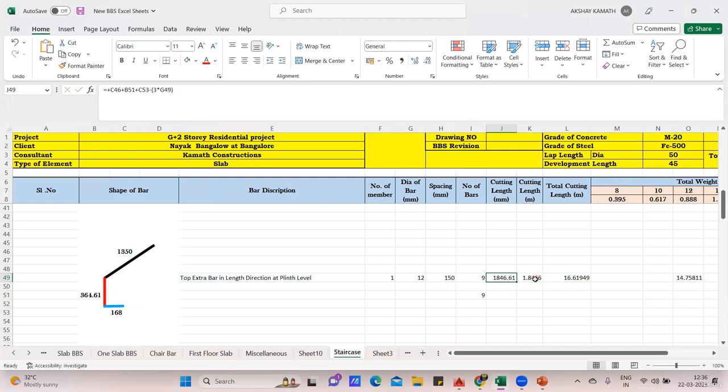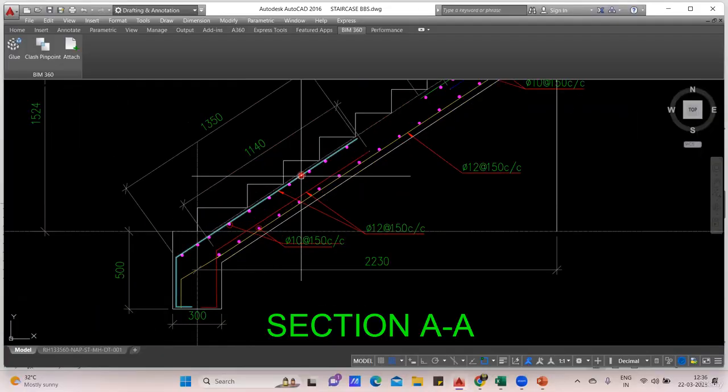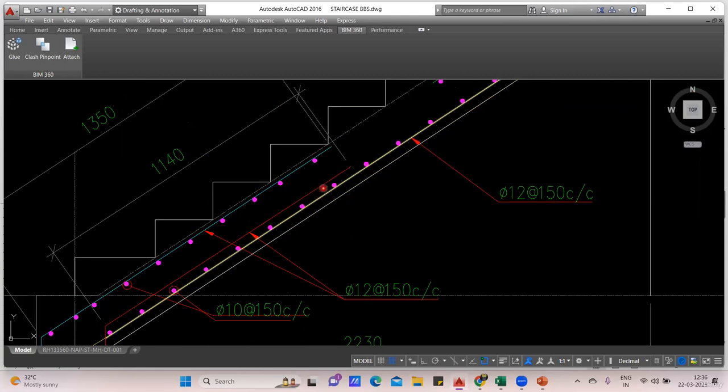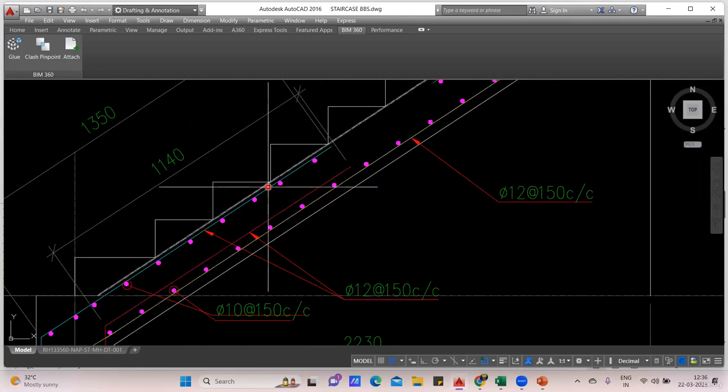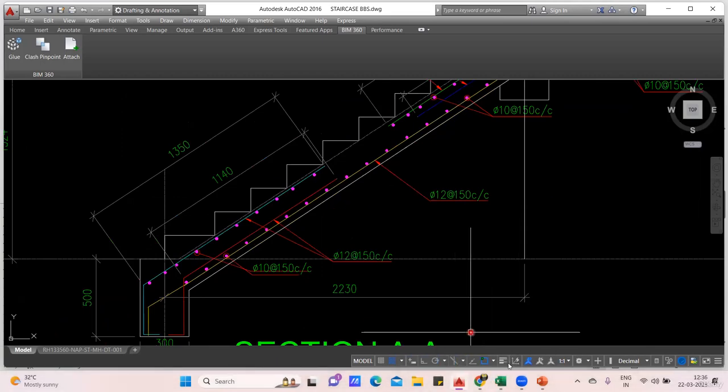So put it in meter, it comes out to be 1.84. Now coming to the number of bar. Again, I told you many times, since it is coming in longitudinal direction, whatever number of bar you got for the yellow color, whatever number of bar you got for the red color, this blue color bar also will get the same number of bar because it will be put in the landing level only. I mean, it will be put in the flight level.